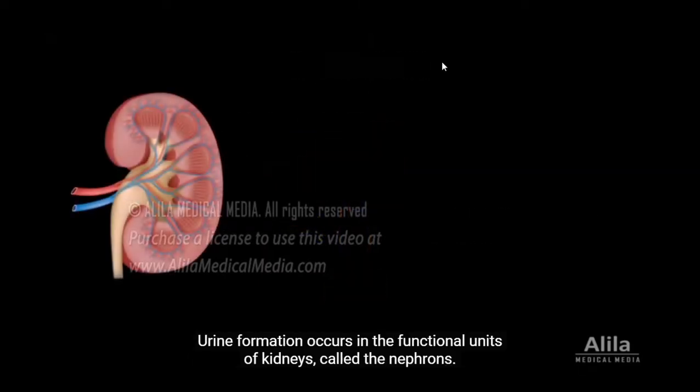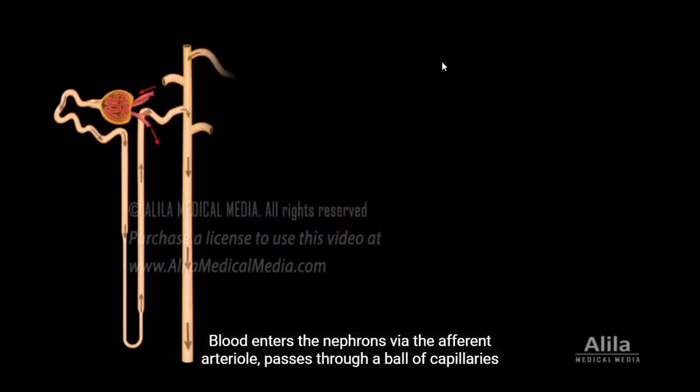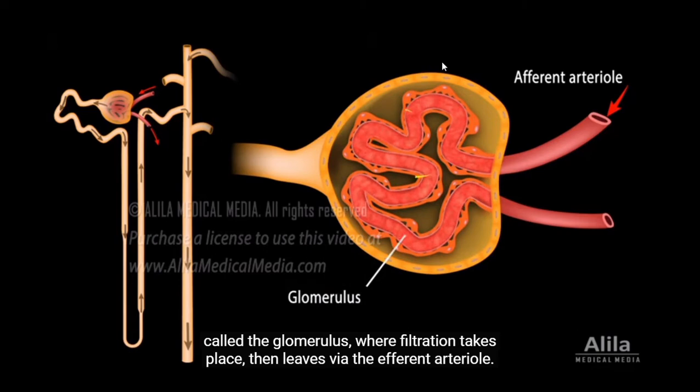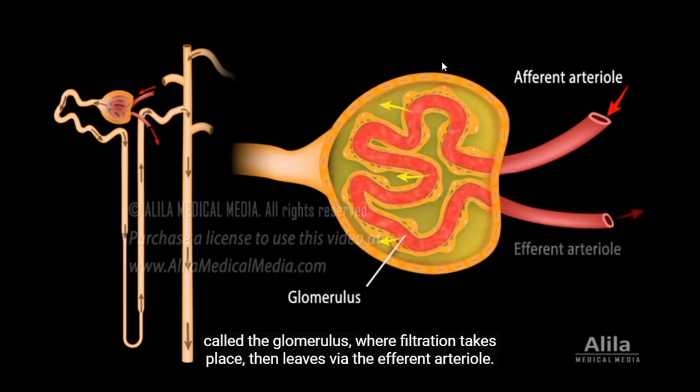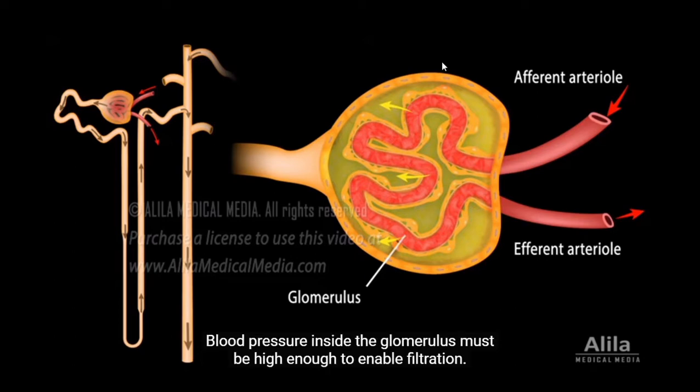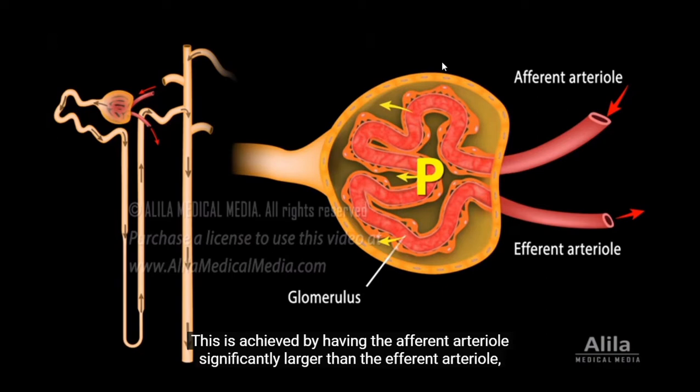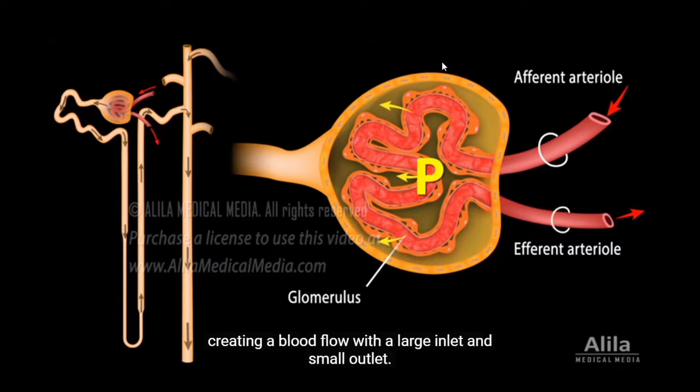Urine formation occurs in the functional units of kidneys, called the nephrons. Blood enters the nephrons via the afferent arteriole, passes through a ball of capillaries called the glomerulus, where filtration takes place, then leaves via the efferent arteriole. Blood pressure inside the glomerulus must be high enough to enable filtration. This is achieved by having the afferent arteriole significantly larger than the efferent arteriole, creating a blood flow with a large inlet and small outlet.